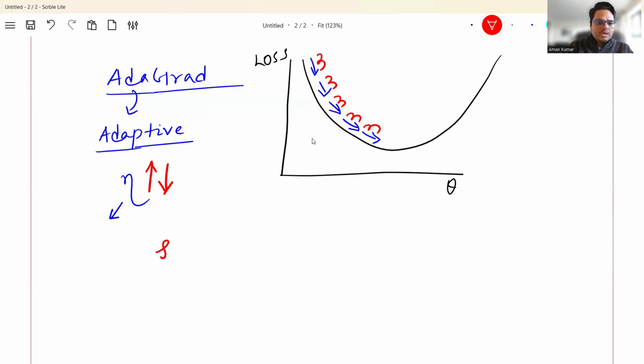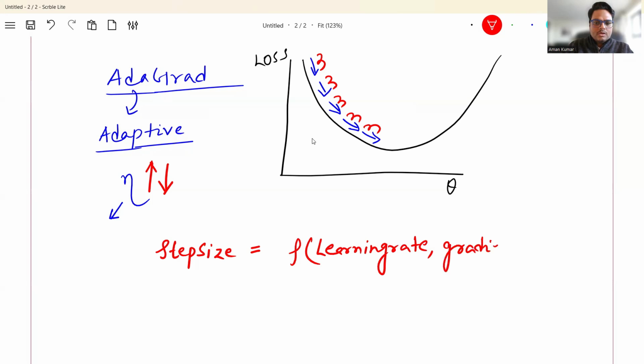Because I was telling you in the last lecture, step size is a function of learning rate and gradient. Basically a multiplication of these two. So if your learning rate is fixed, suppose this is A and this is B, when you multiply A with B, and A is fixed, then your step size will only depend on the gradient B.